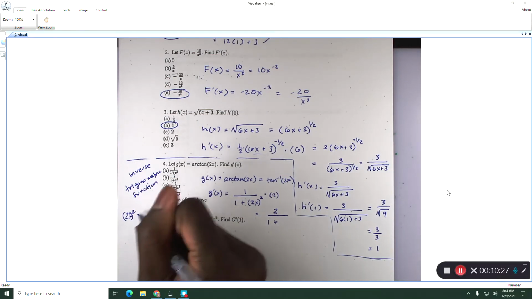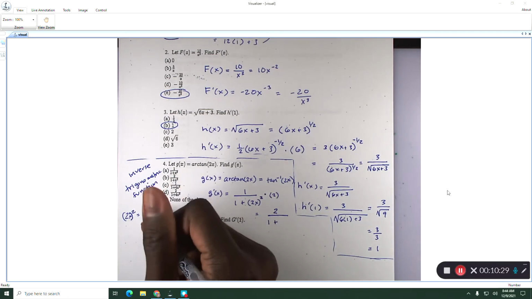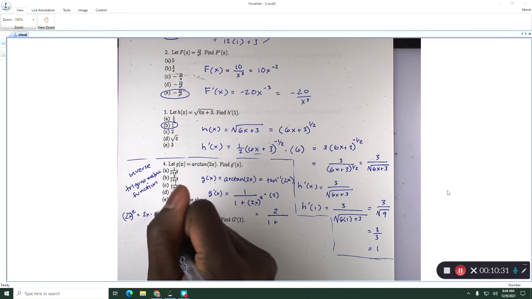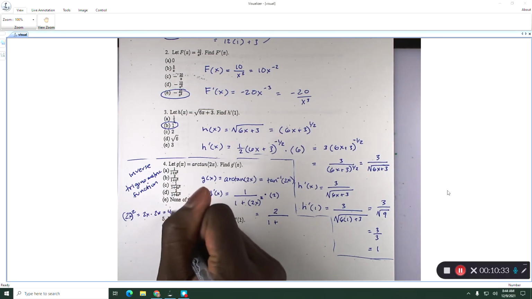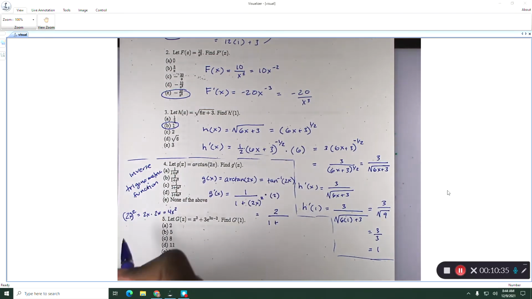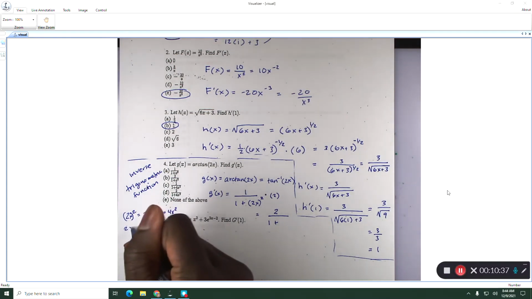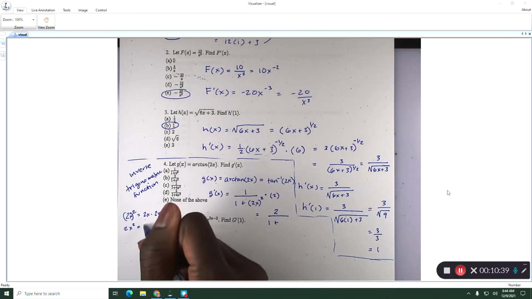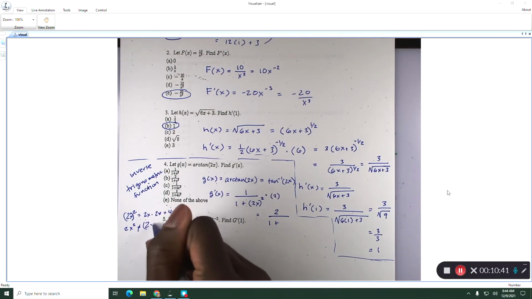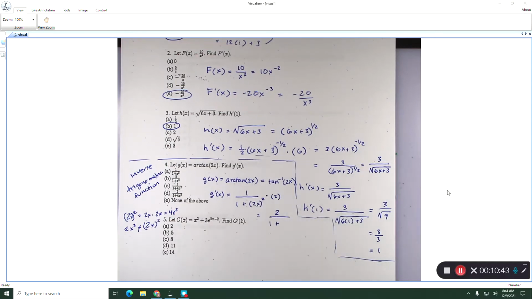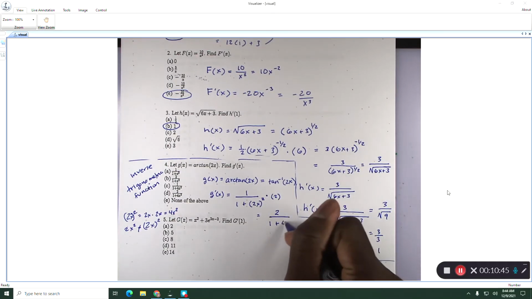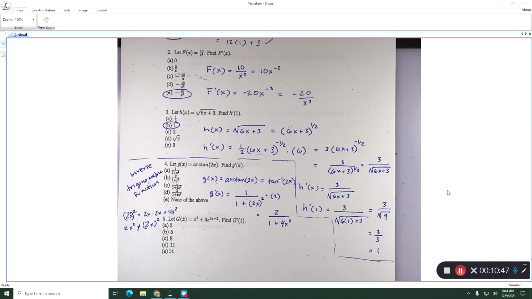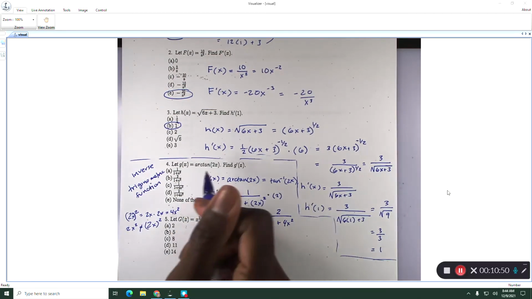And remember, the parentheses matters. (2x) squared, which will give us 4x squared. If it was just 2x squared without the parentheses, that is not the same thing, okay? We have 4x squared. And we are done. We see that answer as D.